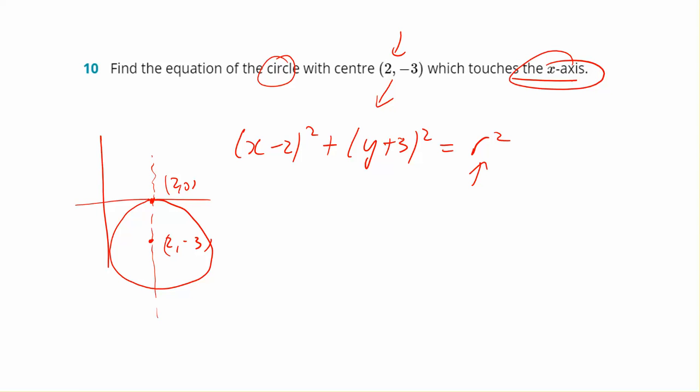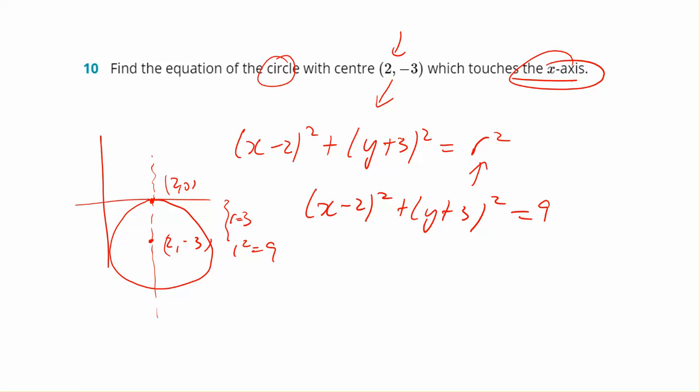There are two ways you can do it. You can sub in (2, 0), or you can know that if I'm at the center and it touches the x-axis, the radius here must be 3, because from here to here you've gone down 3. So you could have (x - 2) squared plus (y + 3) squared equals, my radius is 3, so my r squared must be 9.